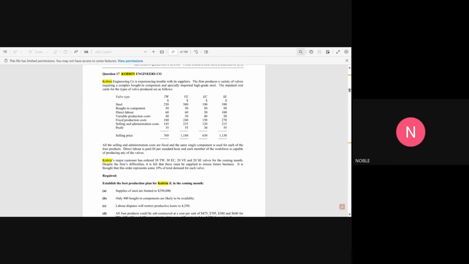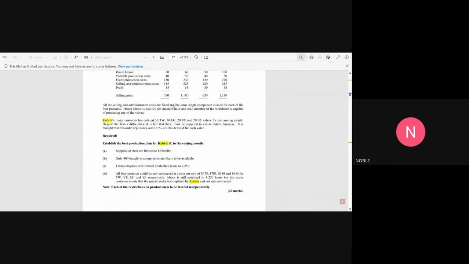As you explained earlier, we look for labor hour per unit. We divide 60 by 4 to get labor hour per unit 15. Very good. So we now divide it with the contribution to get a contribution per limiting factor. Very good. We now rank and start minusing.